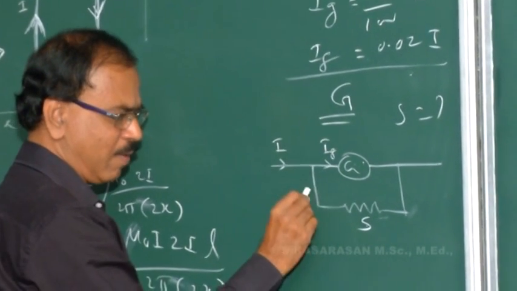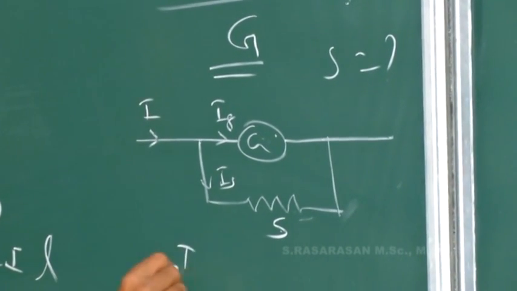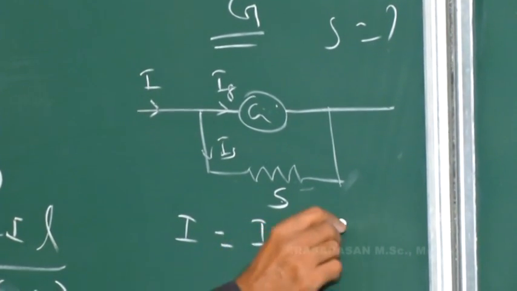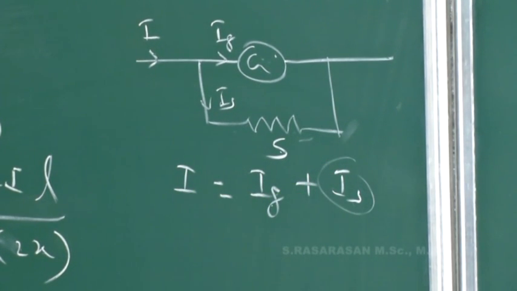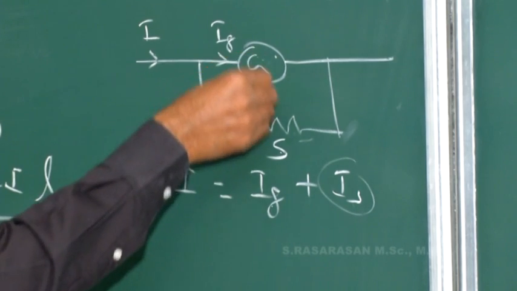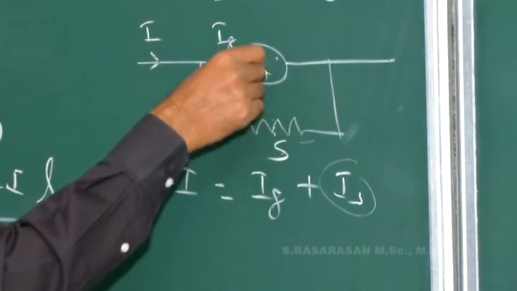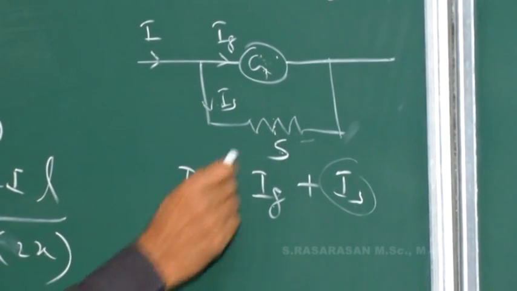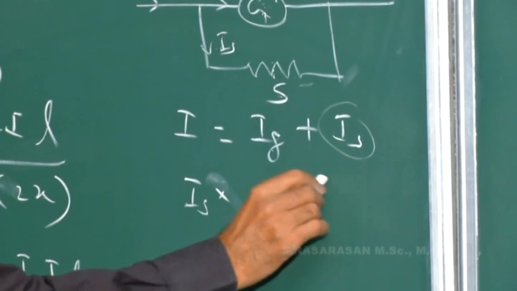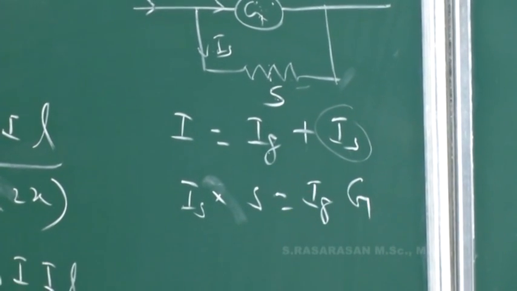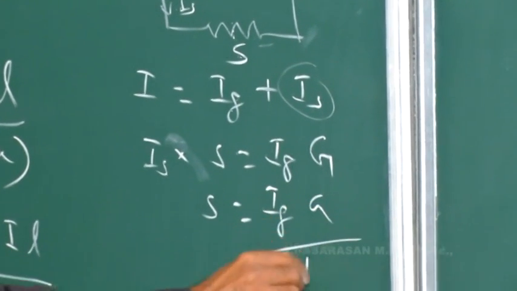Ig is the current through the galvanometer, Is be the shunt current. So net current I is equal to Ig plus Is. So Is is equal to I minus Ig. And in parallel connection the potential is same. Is into S is equal to Ig into G. So this S is equal to Ig into G by Is.